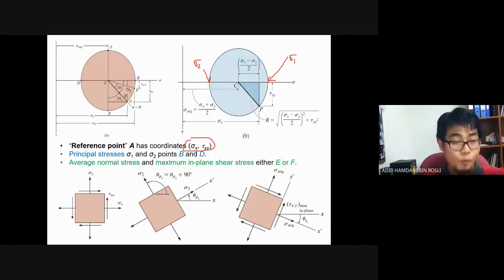On the other hand, another important point: if you draw a vertical line, you see that this is the maximum tau, and this is the minimum tau in this case, but of course they have the same values. So this is your tau max in plane, the maximum in-plane shear stress. That's why I said this Mohr circle is nothing new. It's just another alternative method to find the principal stresses, the maximum in-plane shear stress, and any stress for any rotation. All right.